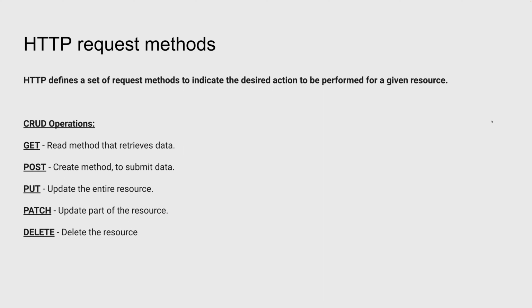REST API uses the same request methods as HTTP. It tells the server what the request coming to the server wants to do. GET is a type of HTTP request method that reads and retrieves the data.